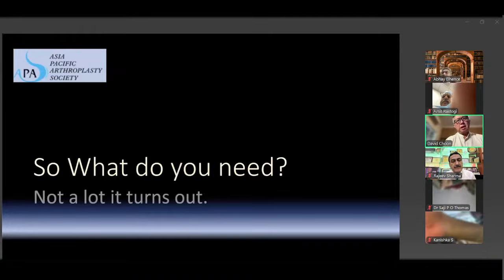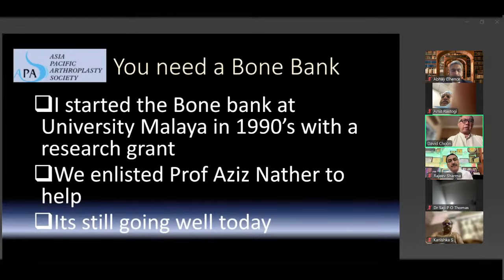What do you need? Actually, not a lot, it turns out. Basically, you need a fridge, but not just a simple fridge. You need a pretty good one that goes to minus 85 degrees Celsius. I started the bone bank at University of Malaya in the 1990s with the Reachers grant. We enlisted the aid of Prof. Aziz Nader to help us. His bone bank preceded ours, but Singaporeans have now advanced beyond bone grafting, so nobody uses the bank and it's gone into oblivion. Ours, however, is still going very well today, and we supply bone to the whole of Malaysia.